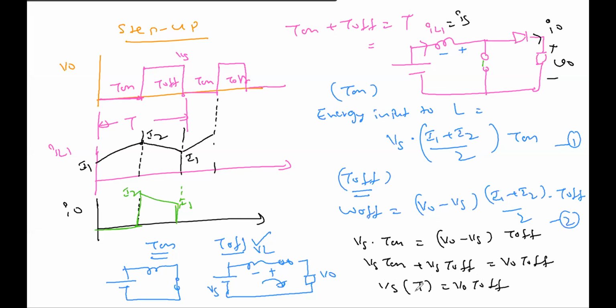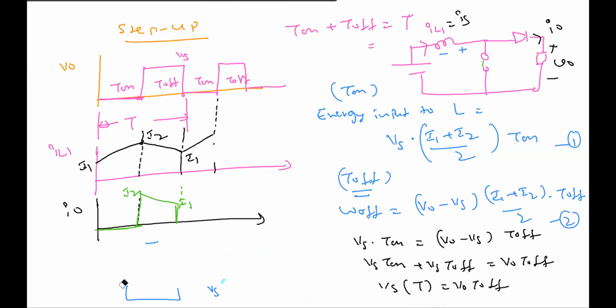So V0 equal to T by T off. Let me do that simplification. V0 which is equal to Vs into T by T off. T off can be written as T by T minus T on. So final expression I am writing here now.